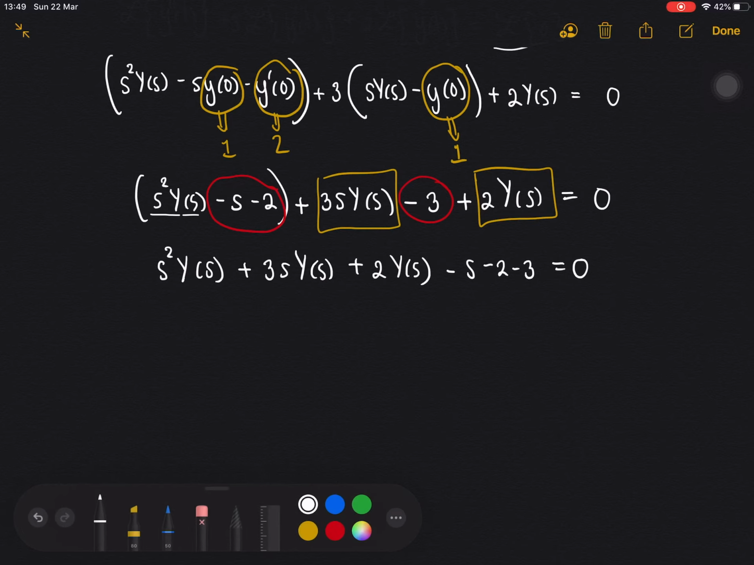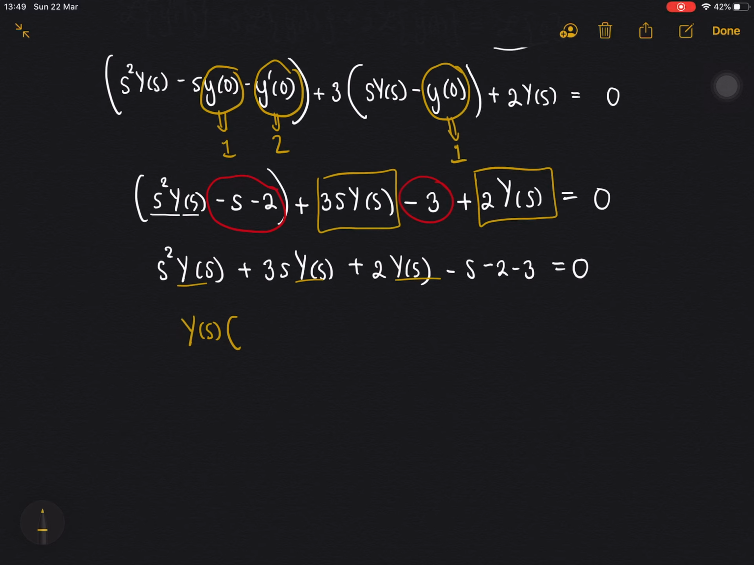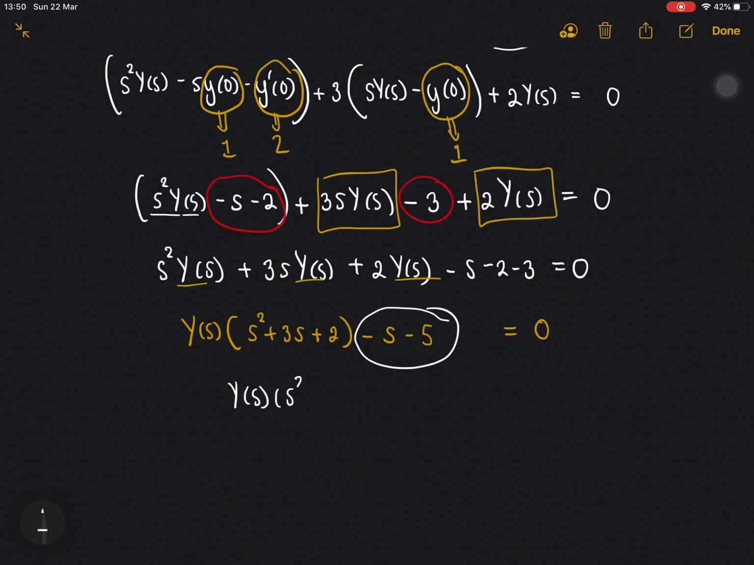Again, in this case, you can see this Y(s) and this Y(s). So we can make Y(s) at the front, and then inside the parentheses, you will have s squared plus 3s, and then plus 2, right? And minus s, so minus 2 minus 3, that becomes minus 5. So make that equivalent to 0 first. After that, we will move these two terms to the right side of the equation. So on the left side, we will have Y(s) multiplied with these terms, so that becomes s plus 5.